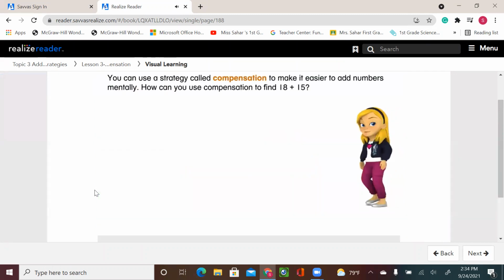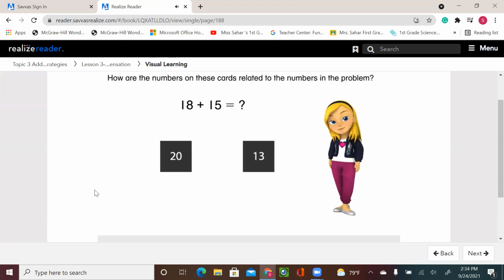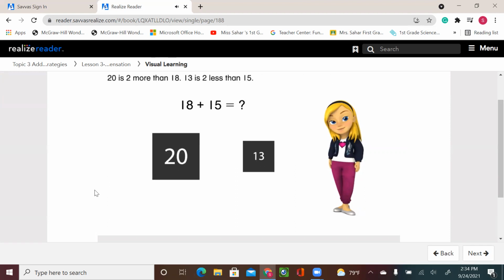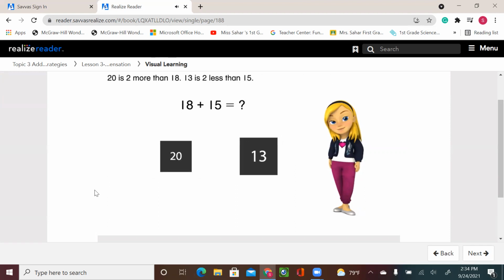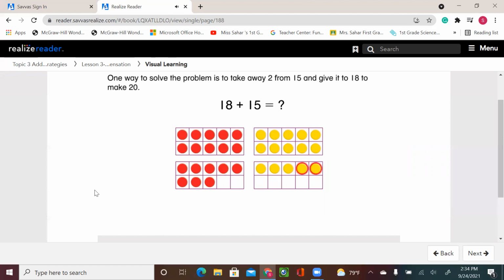You can use a strategy called compensation to make it easier to add numbers mentally. How can you use compensation to find 18 plus 15? How are the numbers on these cards related to the numbers in the problem? 20 is 2 more than 18. 13 is 2 less than 15. Show 18 and 15 in 10 frames to model the problem. One way to solve the problem is to take away 2 from 15 and give it to 18 to make 20. 20 plus 13 equals 33.